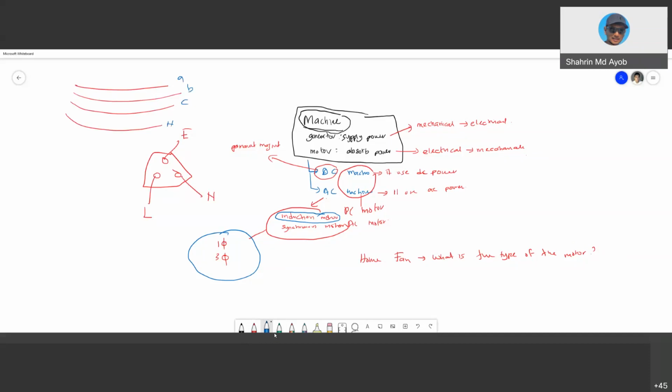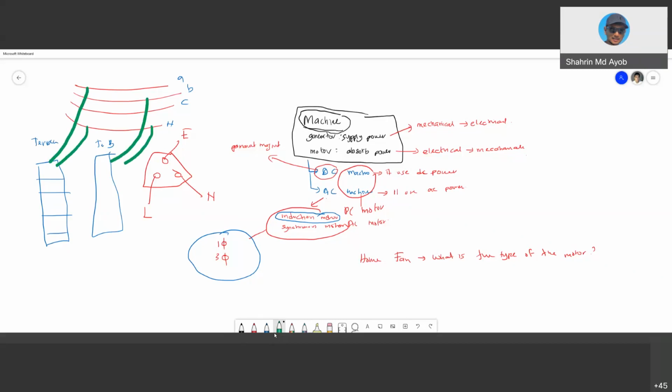Usually for a row of terrace houses, terrace A, terrace B, only one phase will go into each house. So this line may be phase B and the neutral point. Meaning that actually all your home appliances use single phase. So your fan is actually a single phase induction motor.